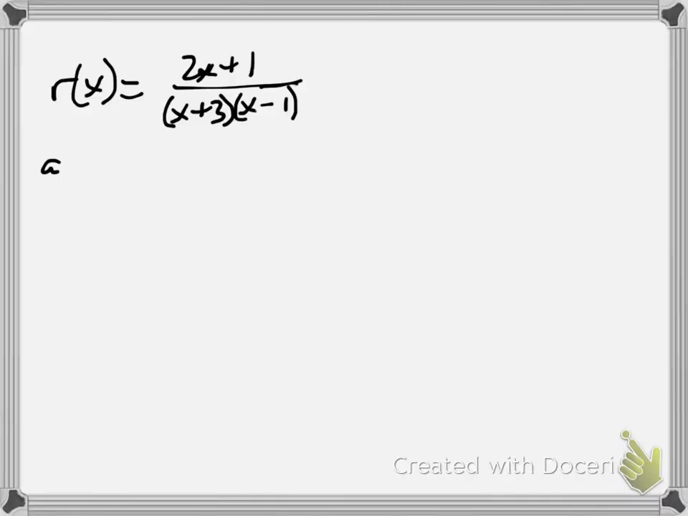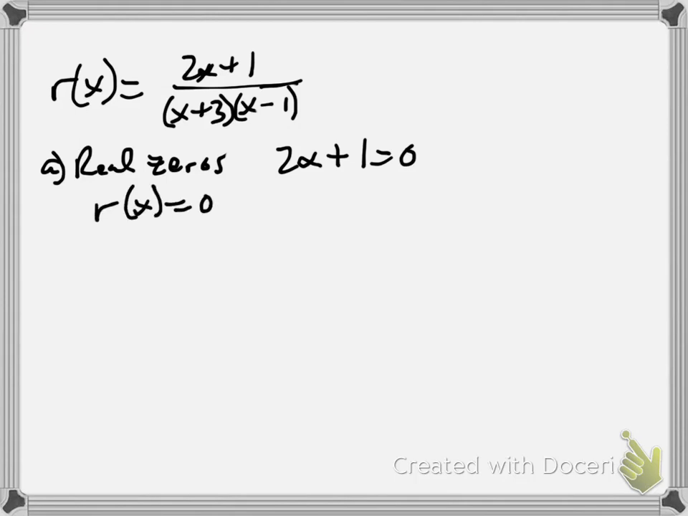So part A, real zeros. The real zeros happen when the numerator equals 0. So r of x equals 0 when x equals negative 1/2. That's the only real zero of this problem, x equals negative 1/2.